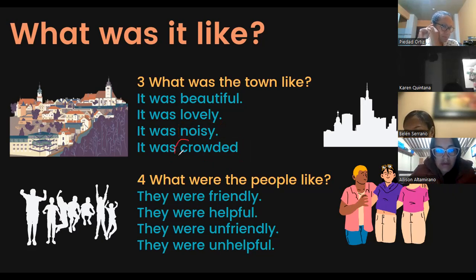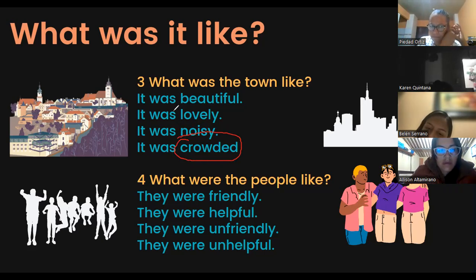Who knows crowded? For example, Tokyo is a very crowded city. New York is a very crowded city. There are a lot of people. What is crowded? Muy poblada. Exactly. Okay, crowded es cuando hay mucha gente.